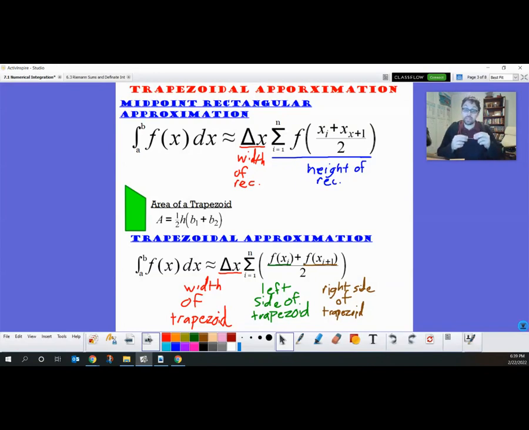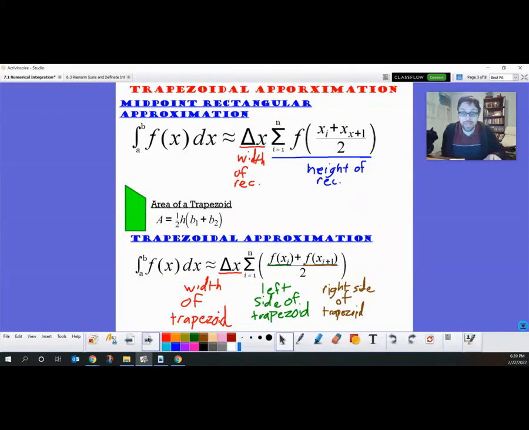It's very, very similar, but instead of using just particular points and finding the value of the function at those points, we're actually using two separate points and then averaging those two values together to get the left and the right-hand side of our trapezoid.